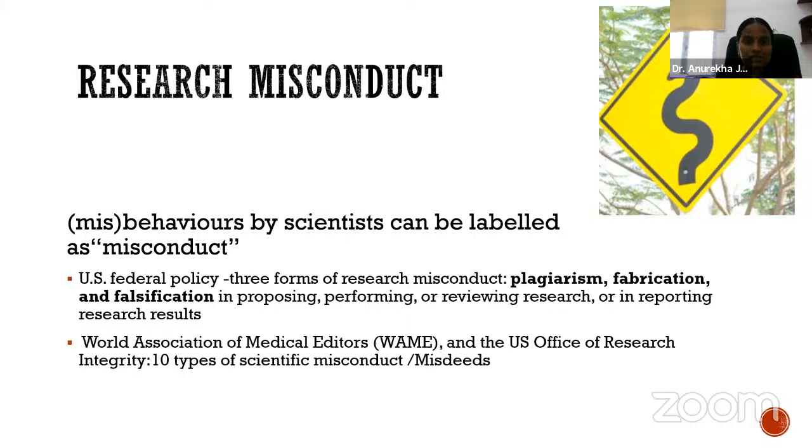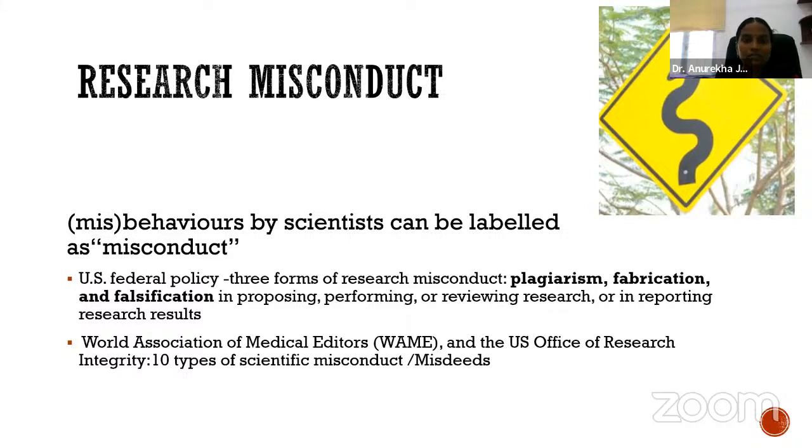So whenever there is something wrongly proposed, or a research has been wrongly performed, or a research is not done and the results have been published. These include fabrication and falsification, basically the most crucial forms of misconduct. And plagiarism, ma'am has already dealt with, but I'm going to deal with it in detail also in the later slides.